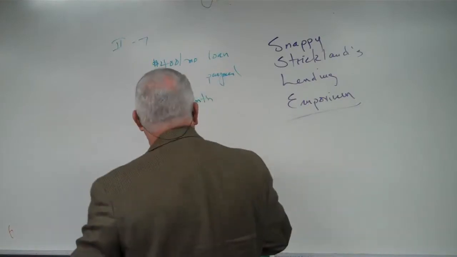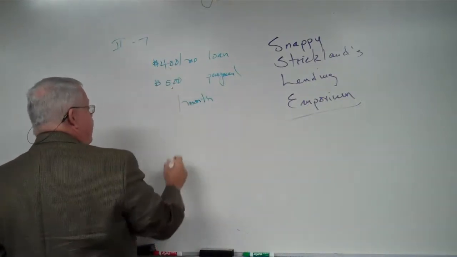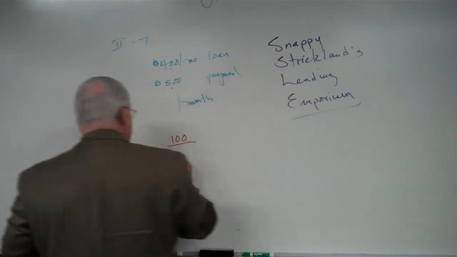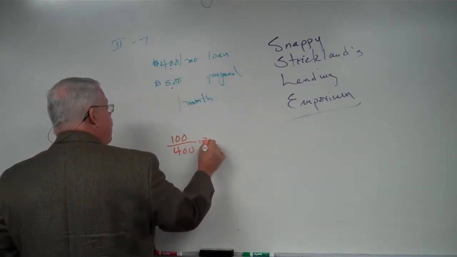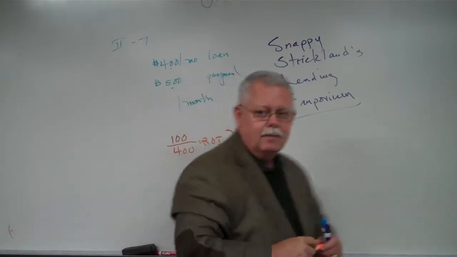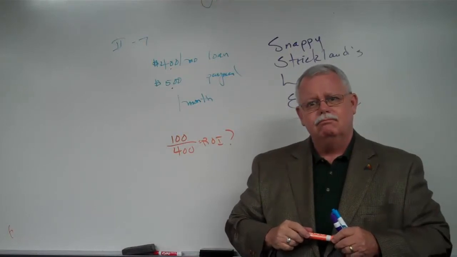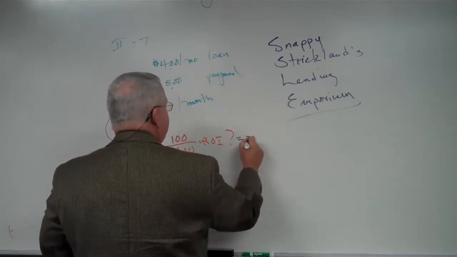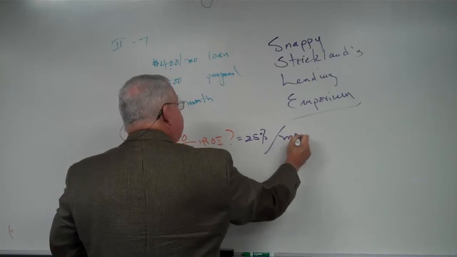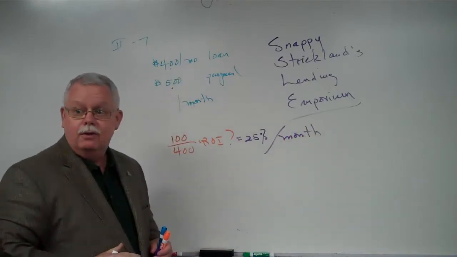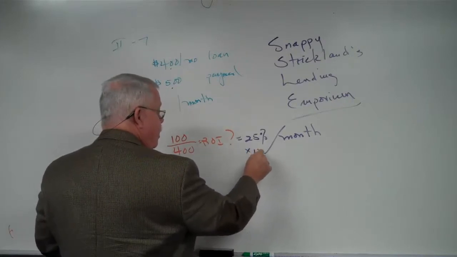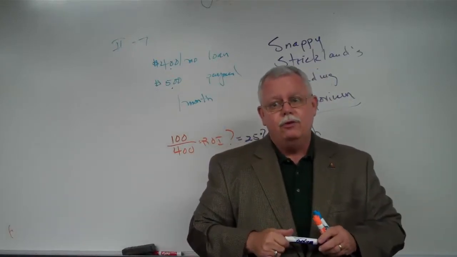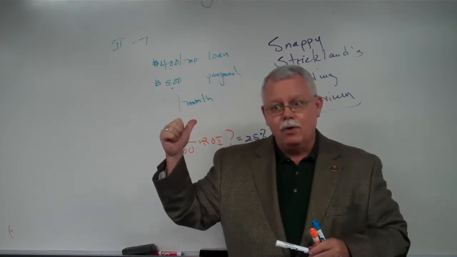Watch. I'm going to loan you $400. You're going to pay me $500, so I'm going to make $100 profit. I loaned you $400, so what's my ROI? 25% per month. Thank you. Perfect. 25% for 1 month. What's that on an annual basis? Multiply by 12. That's a 300% interest rate. A 300% interest rate. And these are real numbers.